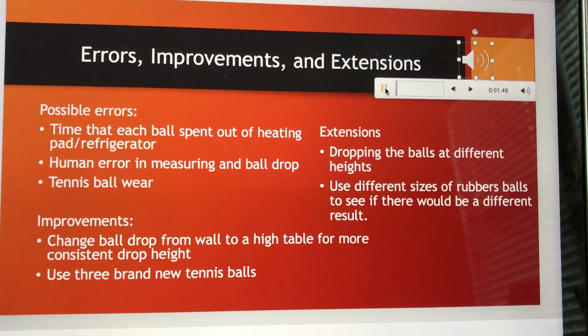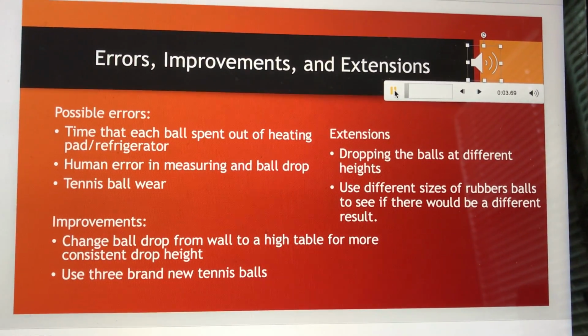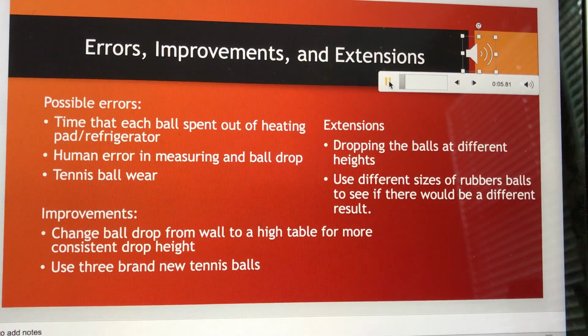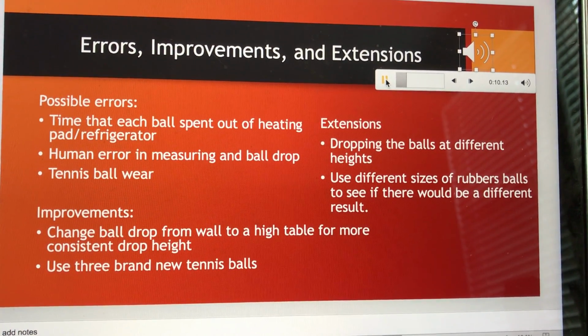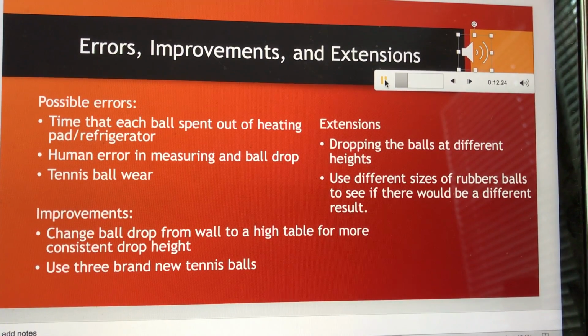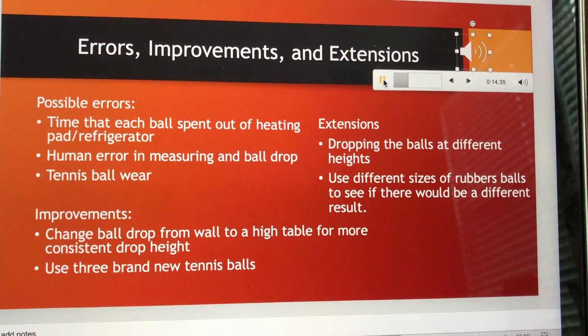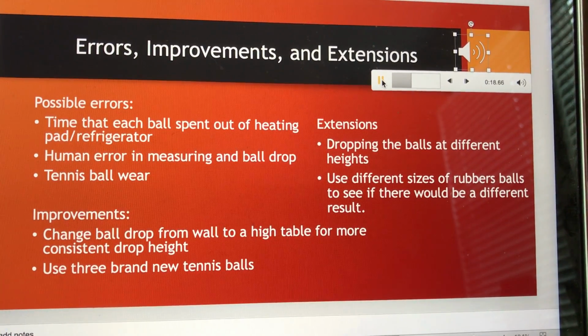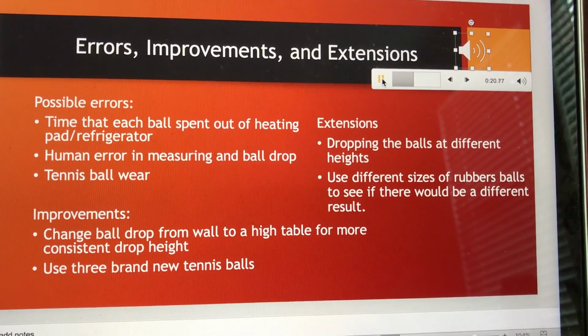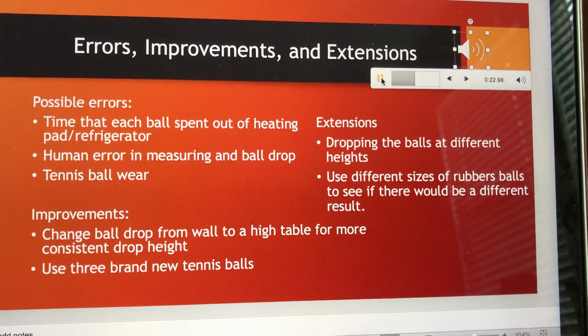In terms of possible errors, there could have been some temperature change when the ball was taken out of either the heating pad or the refrigerator, which could have resulted in off measurements. There also could have been human error in measuring and balance and ball drop. Also, the tennis balls were slightly worn, which could have affected their bounce height.